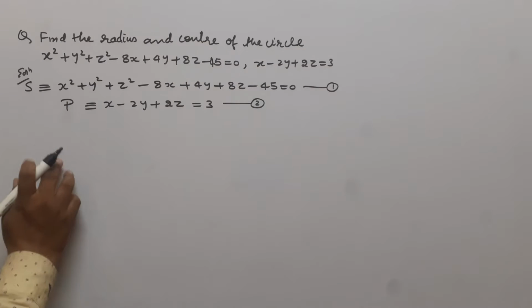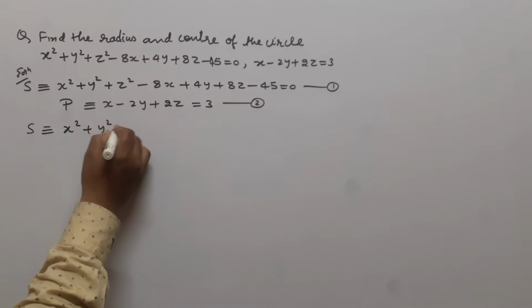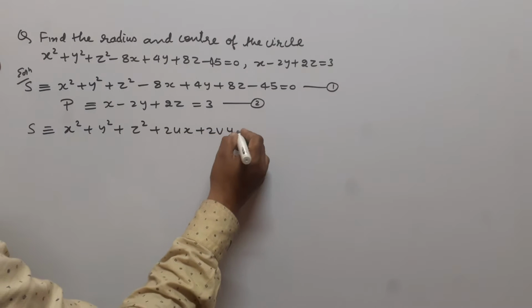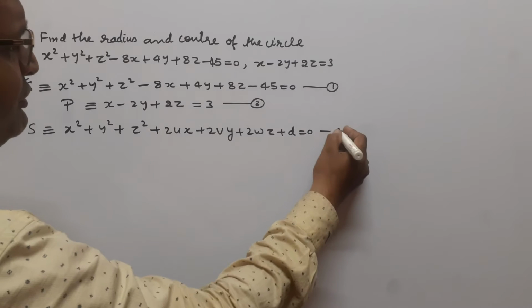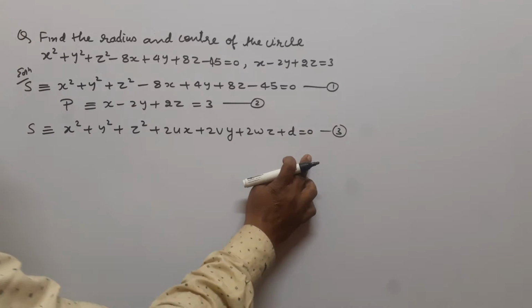So center of this given sphere, first we compare this equation by x square plus y square plus z square plus 2ux plus 2vy plus 2wz plus d is equal to 0. Suppose this is third equation. Here this is the general equation of a sphere.